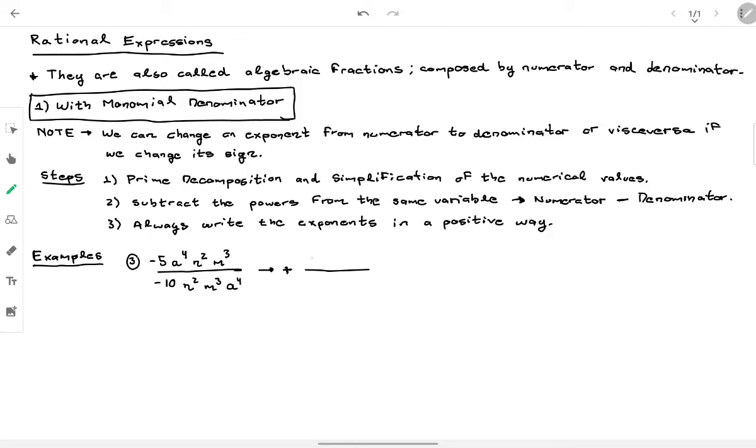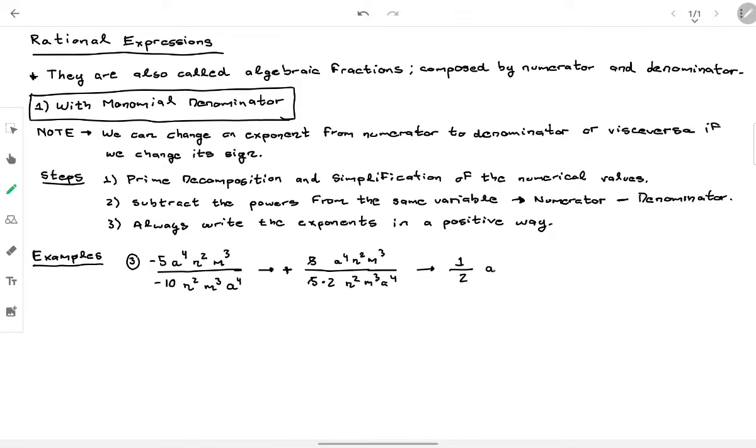We can decompose the numbers. 5, we cannot decompose it. The 10 is going to be 5 multiplied by 2. Then it's going to be a to the 4, n squared, m to the third. The other one is going to be n squared, a, m cubed, a to the 4. So let's see. The 5 and 5 disappear, so it's going to be only 1 divided by 2. What about the letters?